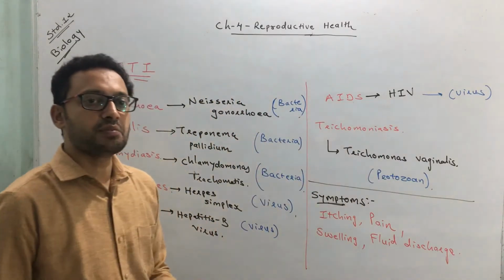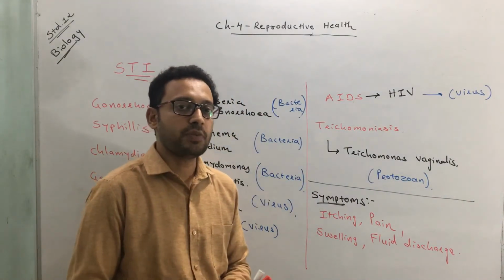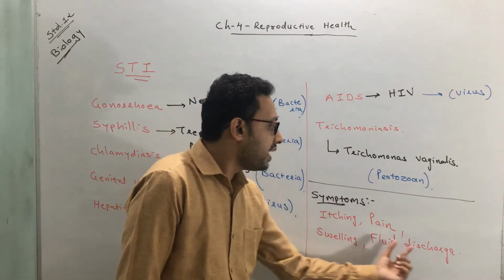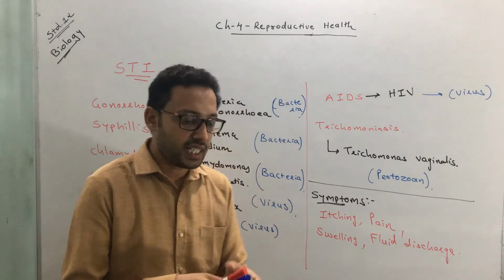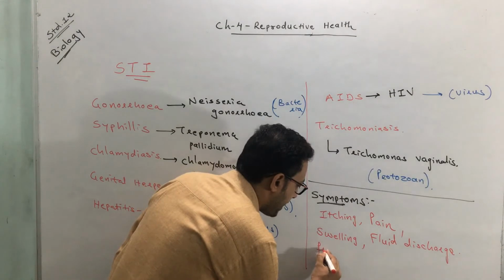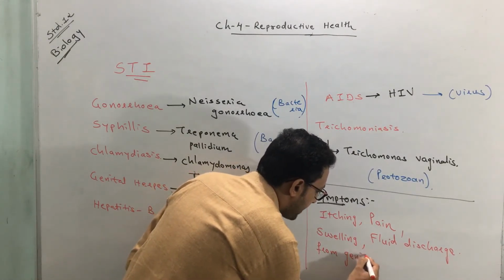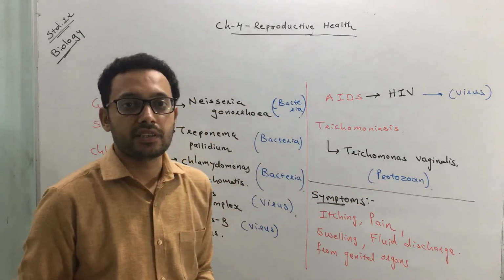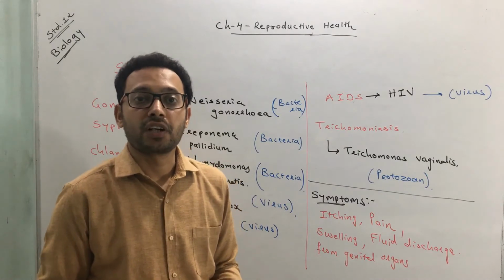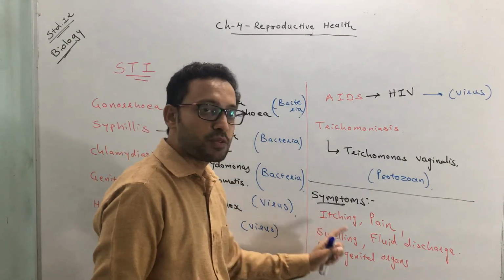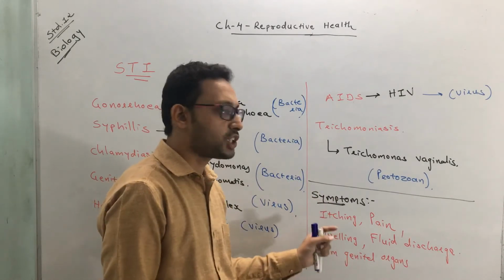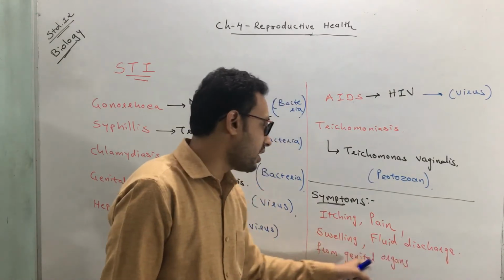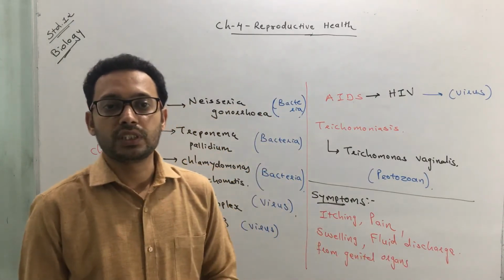So these are the usual symptoms which are found in a sexually transmitted infection: itching, pain, swelling, and the discharge of a fluid. But from which side? From the genital organs, meaning male and female reproductive organs. This kind of symptom may appear on the male and female reproductive organs. So these are the usual or general symptoms of sexually transmitted infection: itching, pain, swelling, and fluid discharge from the genital organ.